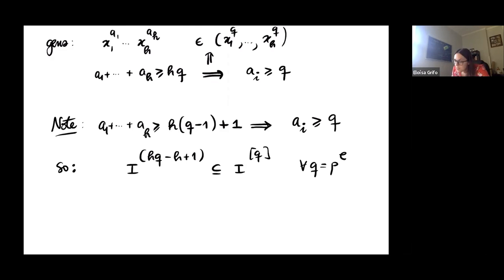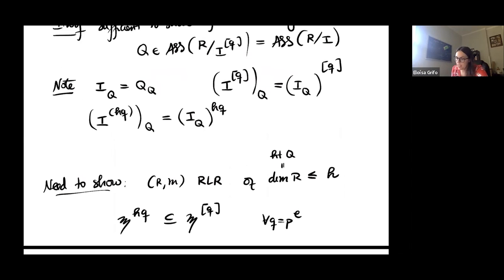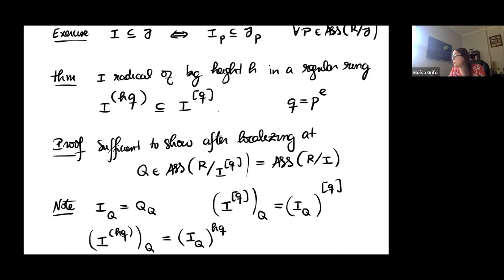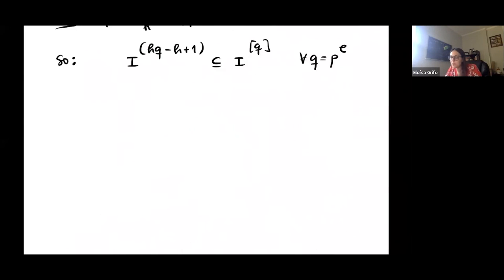Okay, so this was the key piece of the puzzle. And it was, like I said, just the pigeonhole principle. This is what I think makes it so beautiful. Now we're ready to prove the theorem. The theorem, this is the Hochster-Huneke theorem.